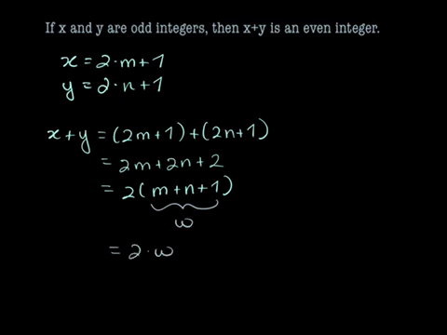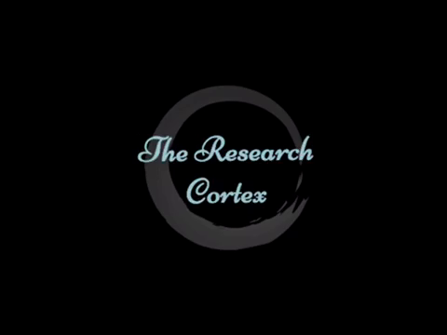Now I don't know what w is because I don't know what m and n are, but I do know that w is an integer and that x plus y may be expressed as 2 times that integer. Therefore, x plus y fits the definition of an even integer, and since that was my goal, we have proven the statement. For our first snack, we looked at proving statements to be true directly, building the path from P to Q from first principles.